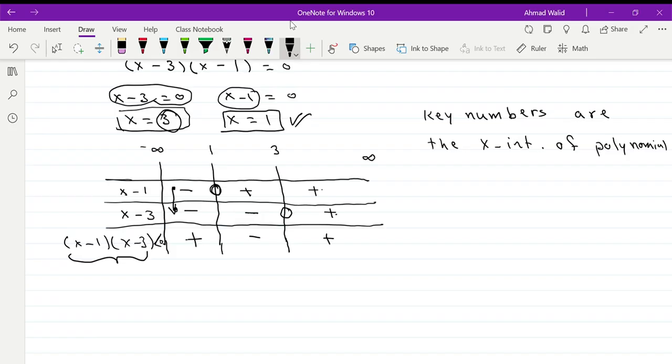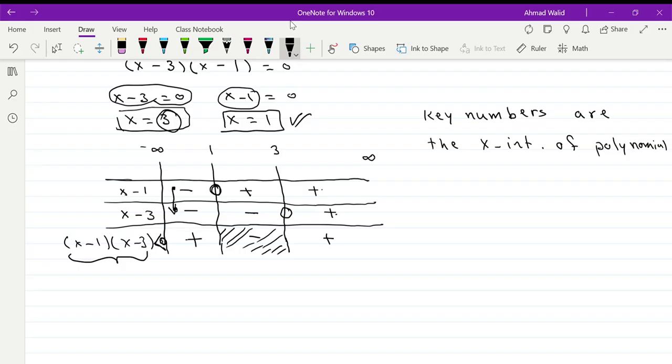What the inequality says, less than 0. Which type of numbers are less than 0? Of course, negative numbers, not positive numbers. Then the solution set is here. You see how easy is that? How easy you can find? This part will be your solution set.